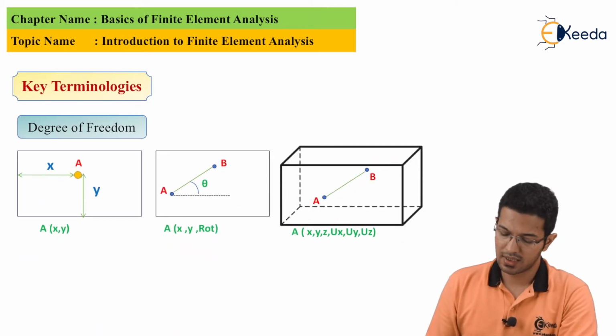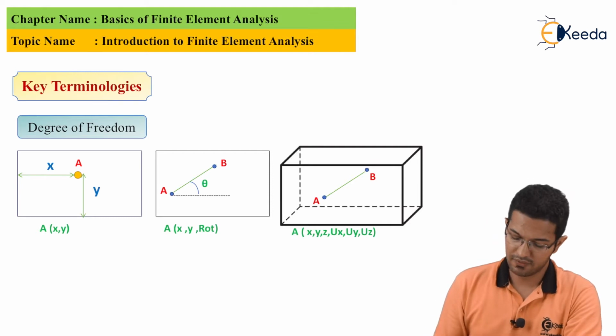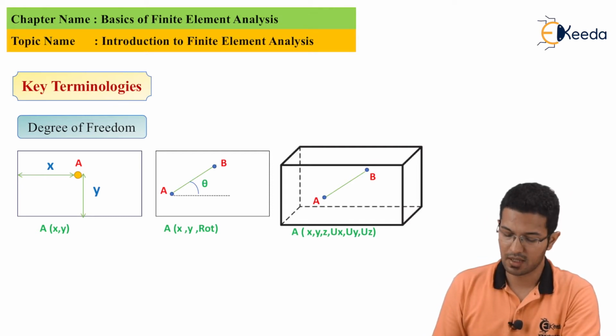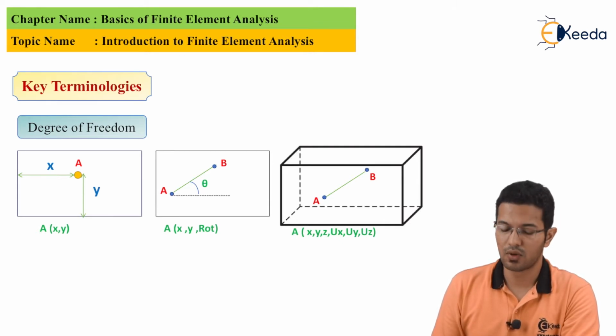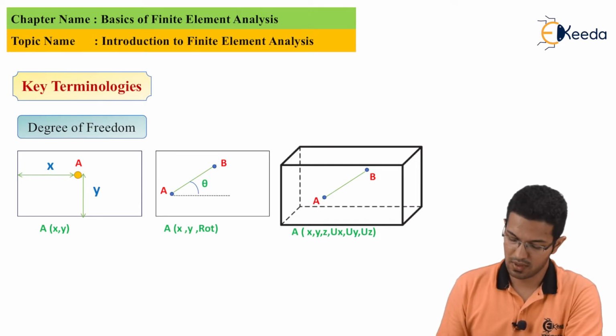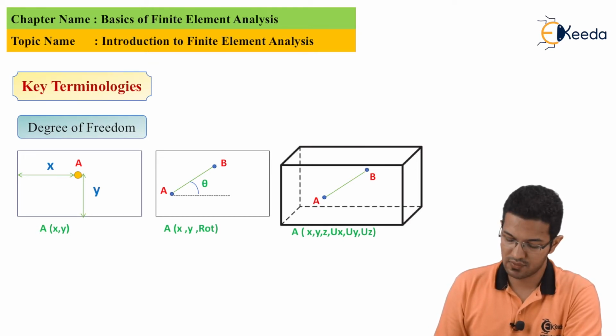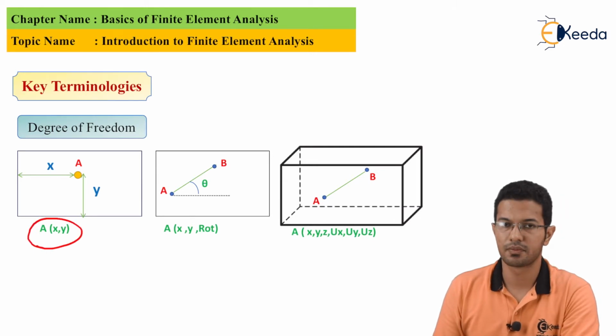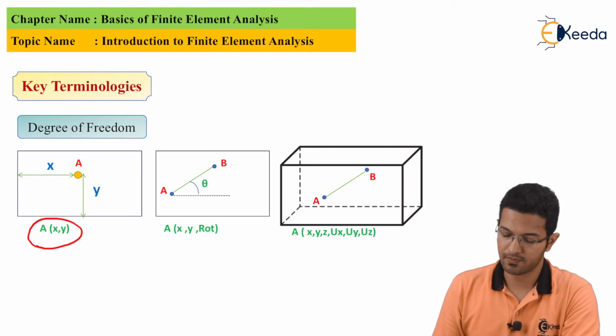In the diagram below, you can see three figures. In the first figure, I am having point A, and point A is restricted to a plane. So, if I want to define the position of point A with respect to x-axis and y-axis, I just have two axes with me right now. So, I can define the point A in terms of its x coordinate as well as in terms of its y coordinate.